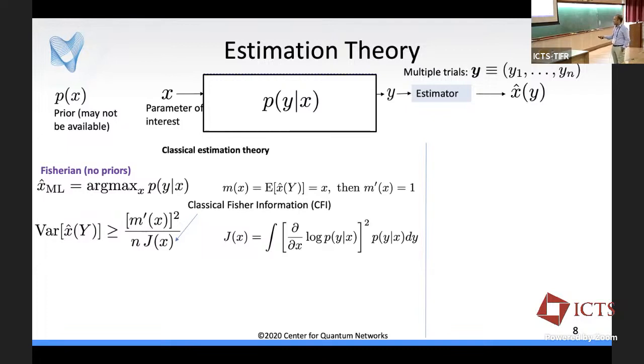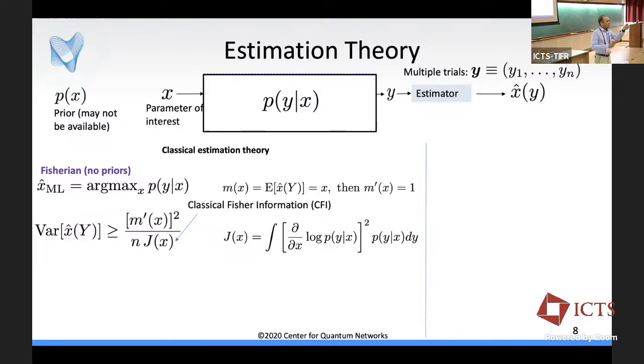Now, let's stare at this Fisher information for a moment, and you have seen this written in multiple different ways in the last few days. Look at this quantity over here inside the square bracket. It's the derivative of the log of the probability distribution. The derivative of this log of P of Y given X is called the score function by statisticians.